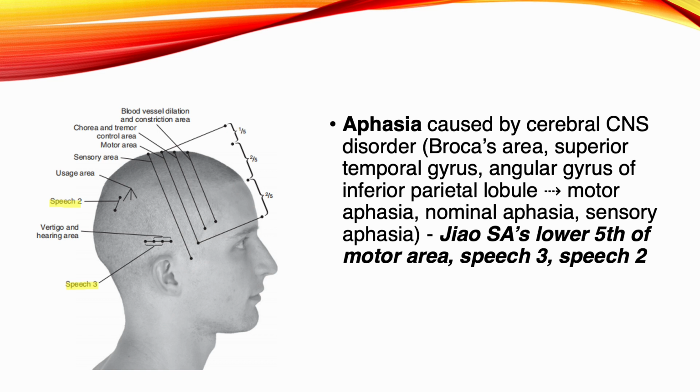For the patient who has aphasia caused by a cerebral central nervous system disorder, the disease is usually located on Broca's area, the superior temporal gyrus, or the angular gyrus of the inferior parietal lobule, causing the patient to have motor aphasia, nominal aphasia, or sensory aphasia. Choose the Chiao scalp acupuncture's lower fifth of the motor area, speech 3 and speech 2 in the clinic.